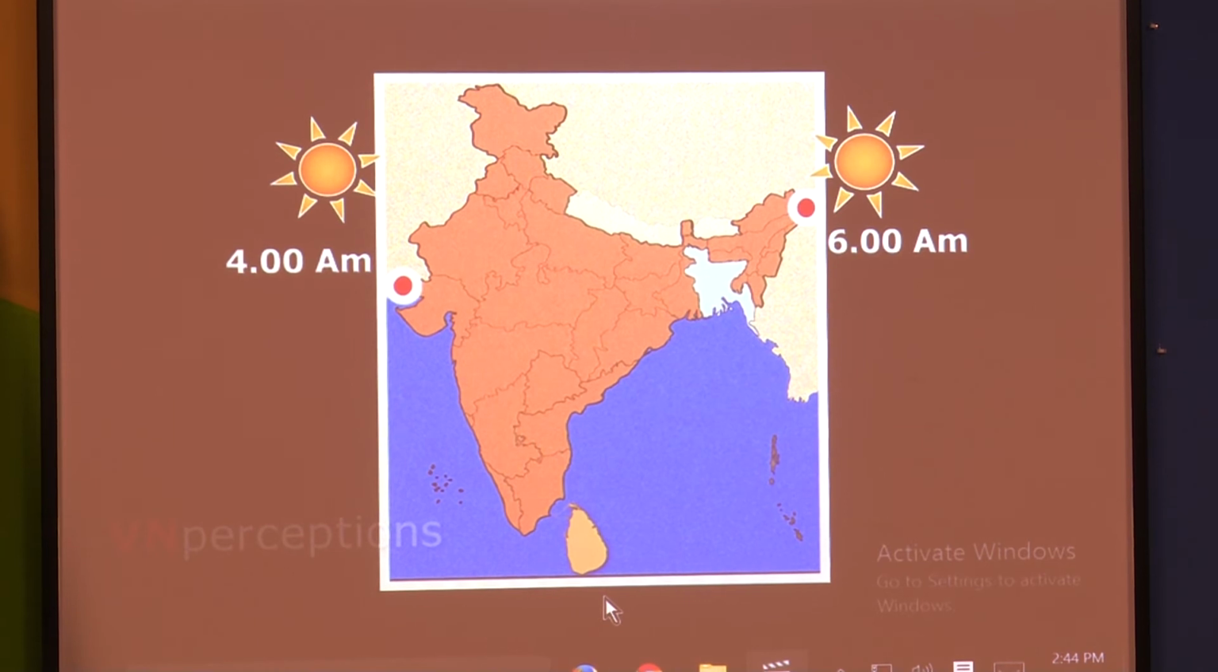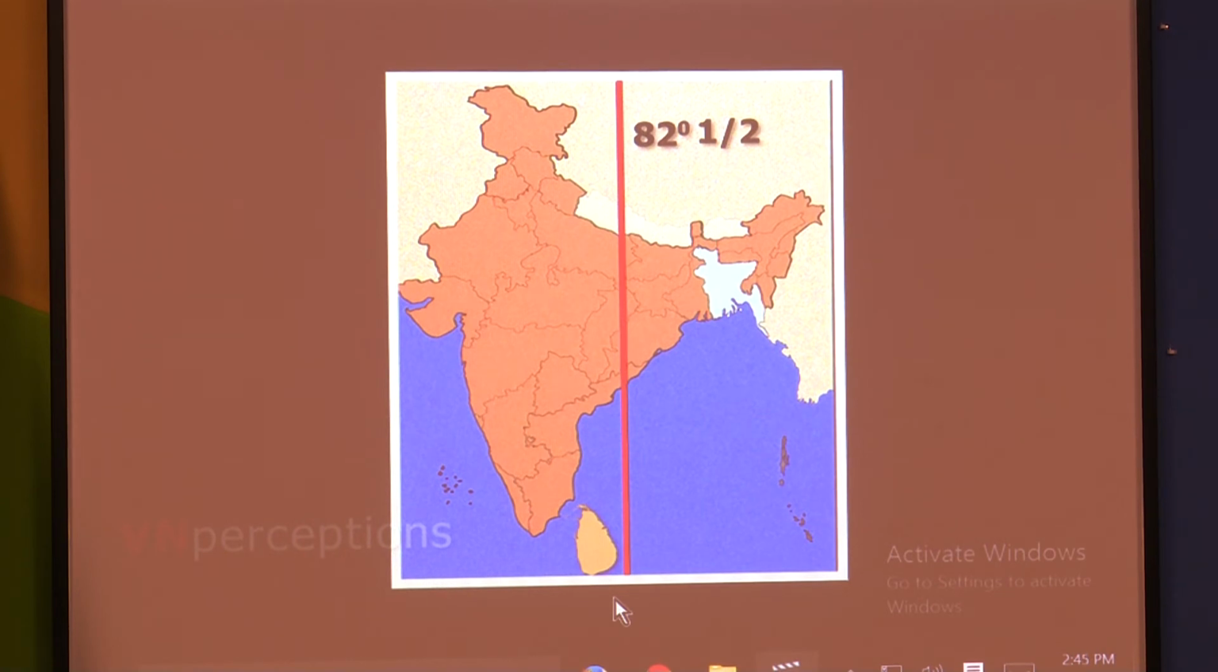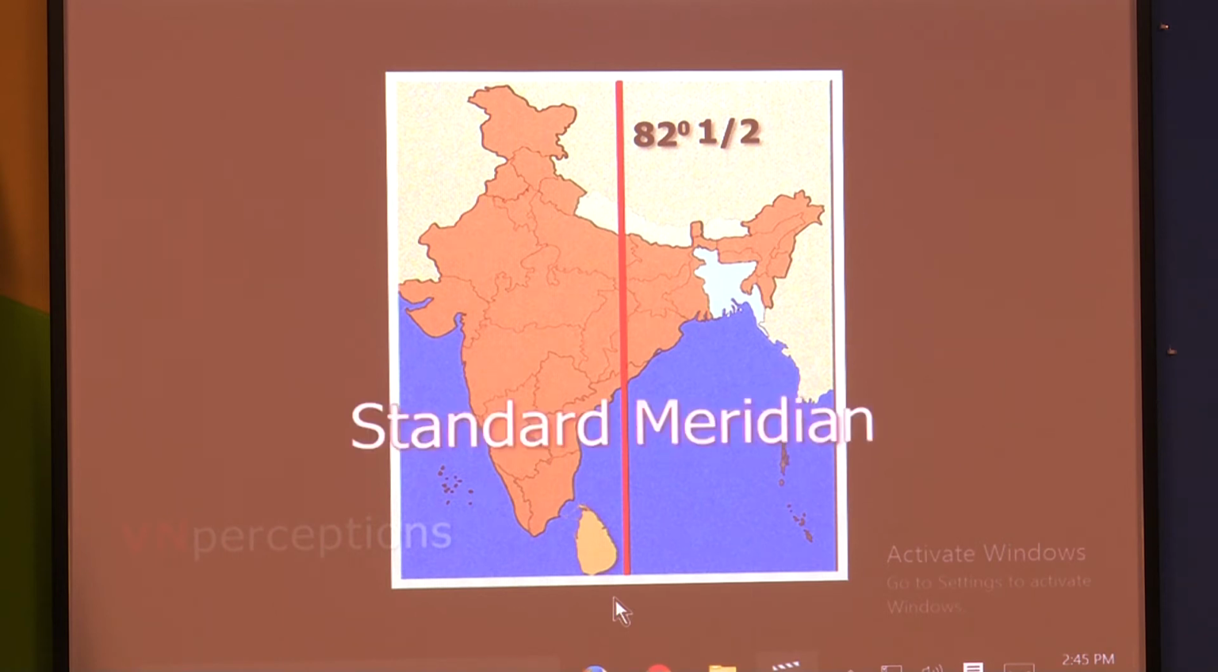We in India don't go by local time, so we have a standard time, and the standard meridian of India is 82.5 degrees. If the entire country follows local time, it will be different at different places, and this would lead to confusion. So we have a standard time and also a standard meridian, and the standard meridian is 82.5 degrees east, passing through Allahabad. In this way, all countries have their standard times.